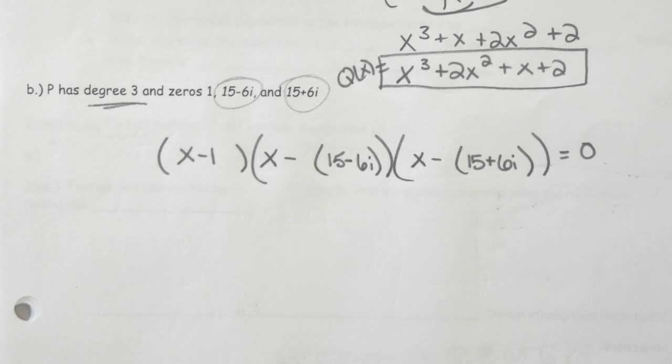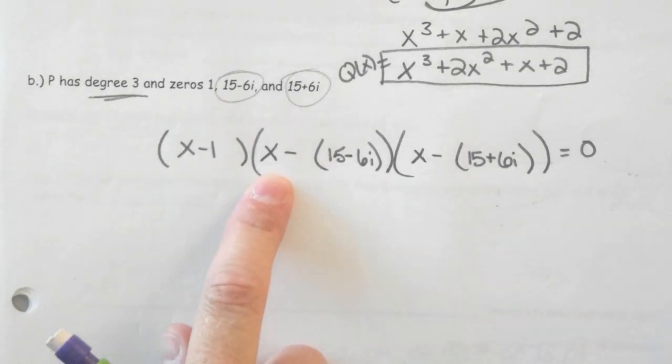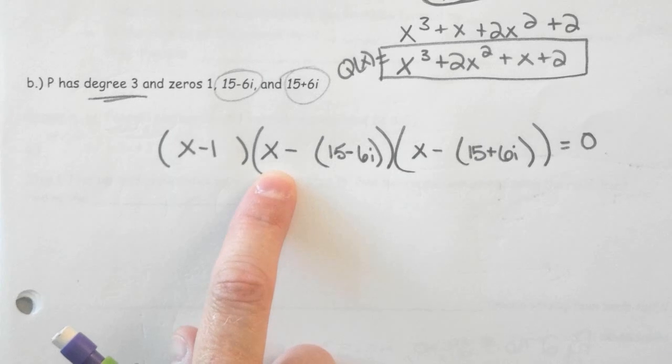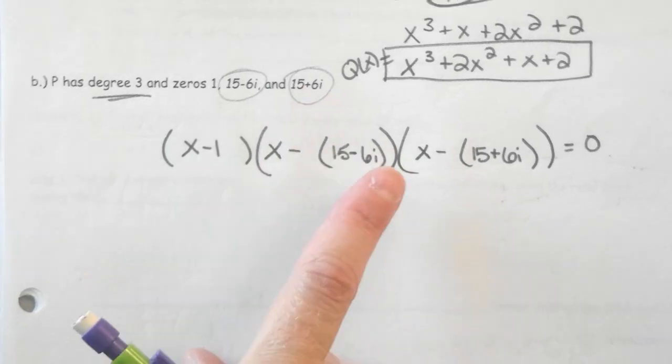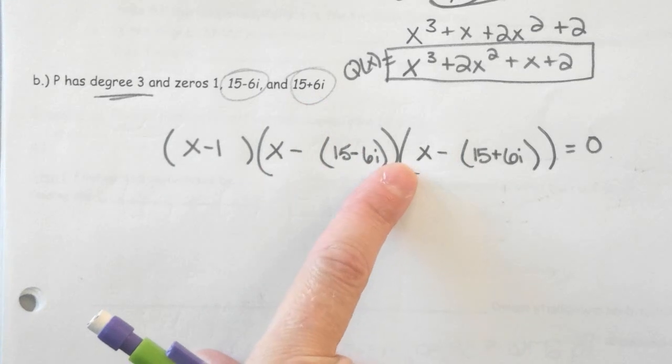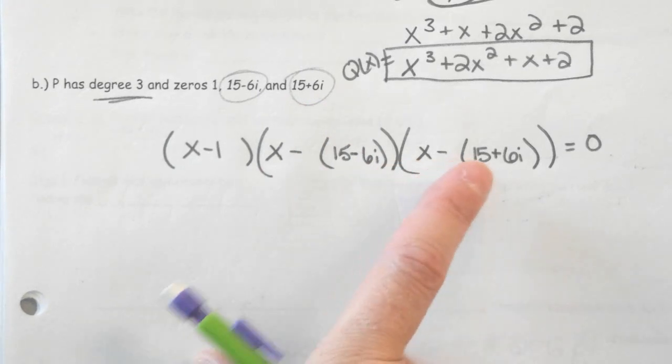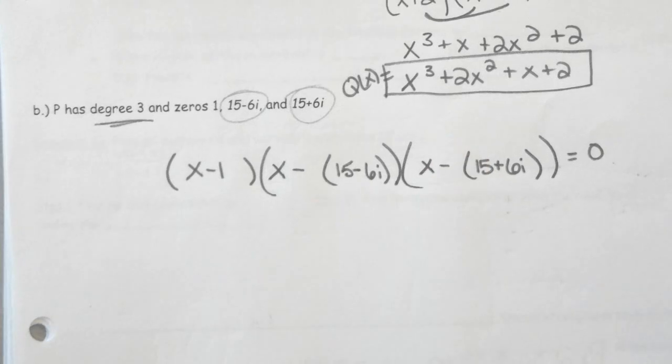So again, it's the whole zero product property idea that if I plug this in here in place of x, it would zero out, is the goal. Okay? And same thing here. If I plug this in, if I did 15 plus 6i minus 15 plus 6i, they're going to zero out.